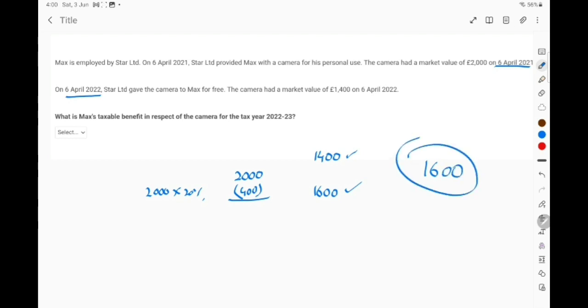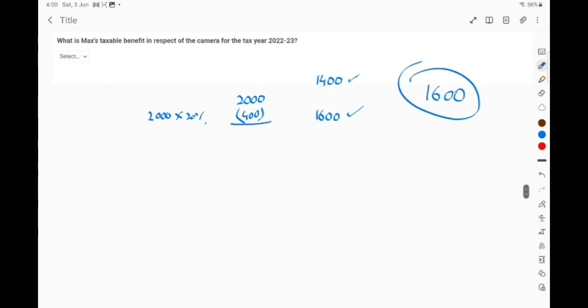Remember the rule, we have to consider the market value, and if that asset has been previously provided for use for employee, then whatever amount already included in his taxable income should be deducted from the original value.